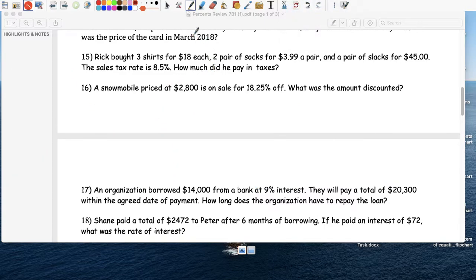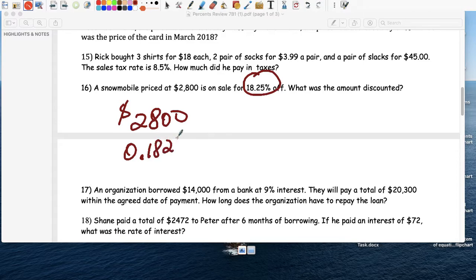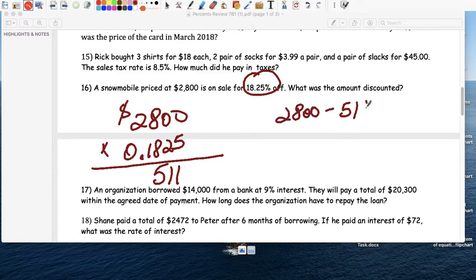What was the amount of discount? So careful here. They want to know how much was taken off. So here's a $2,800 snowmobile. I have a discount of 18.25%, which translates to 0.1825. I want to know what the discount is. 2,800 times 0.1825 equals $511. So they're taking $511 away from my price. And this is my answer. They don't care what the price is after the discount. They want to know how much was discounted, which is $511.